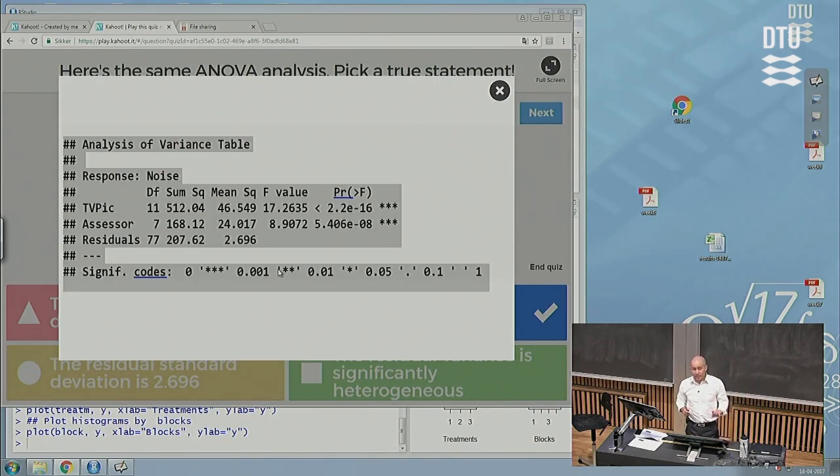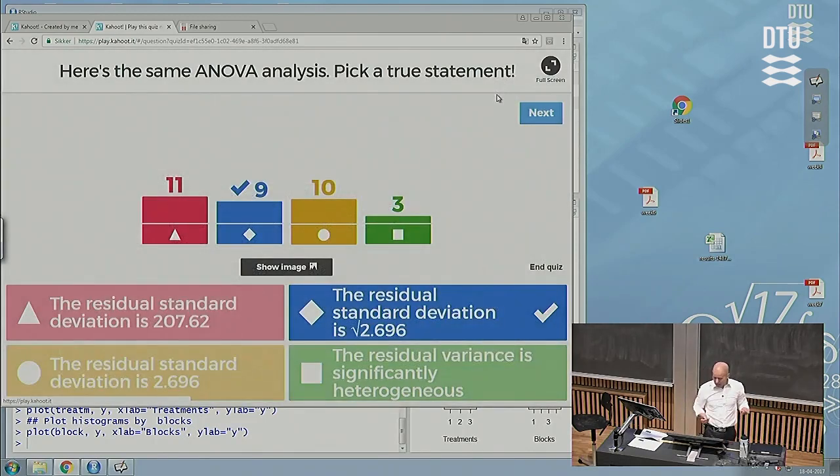The residual standard deviation is the square root of the residual variance, just to start there, right? It's the MSE, the mean squared error, that estimates the residual variance. The sigma in the model assumption is estimated by 2.696, the MSE, the residual MS, which makes the blue answer the correct one, because then I take the root to get the residual standard deviation. So that was just a bit of terminology that we could get used to here.